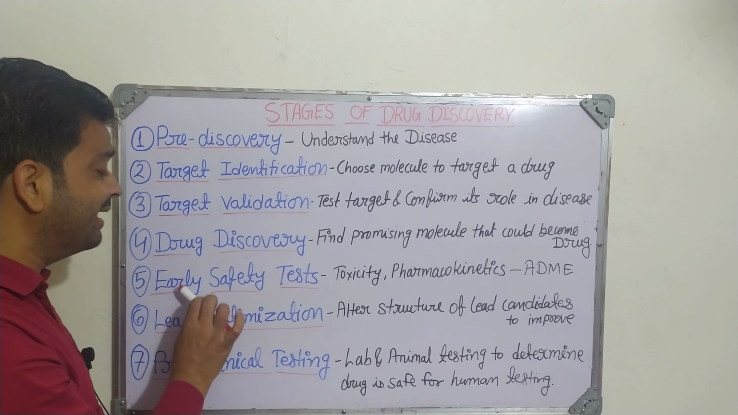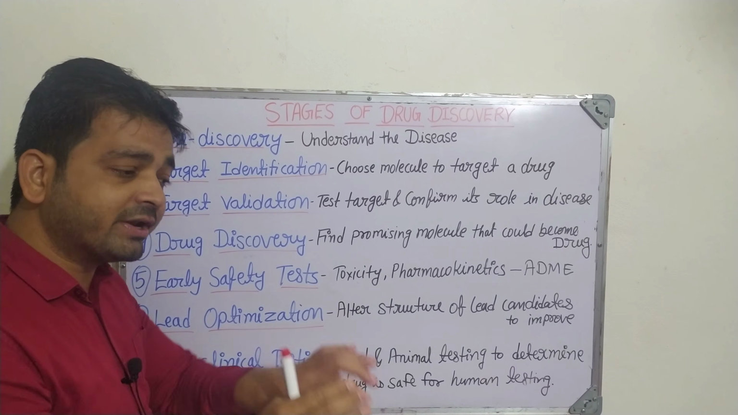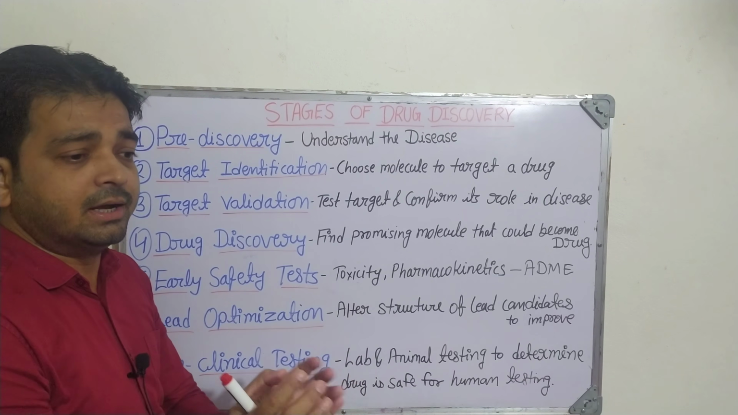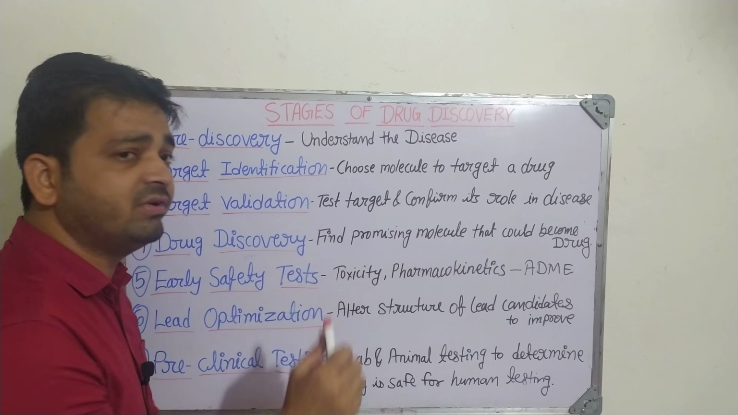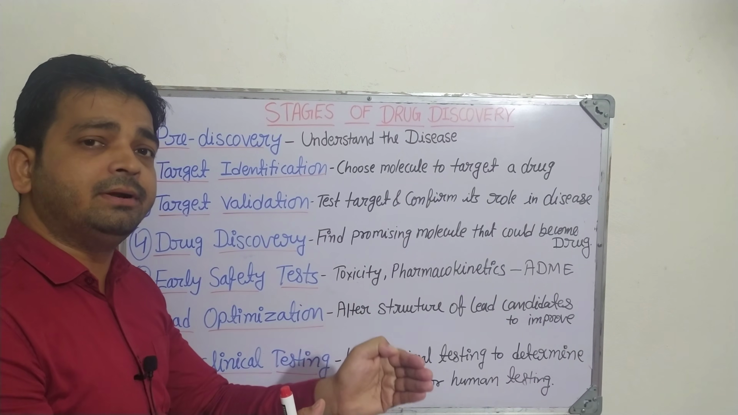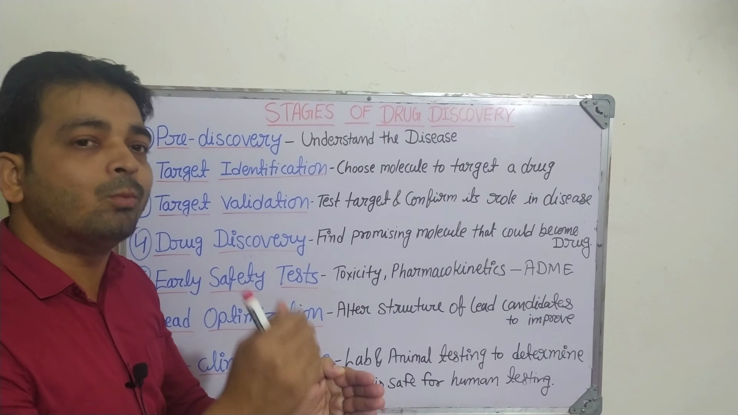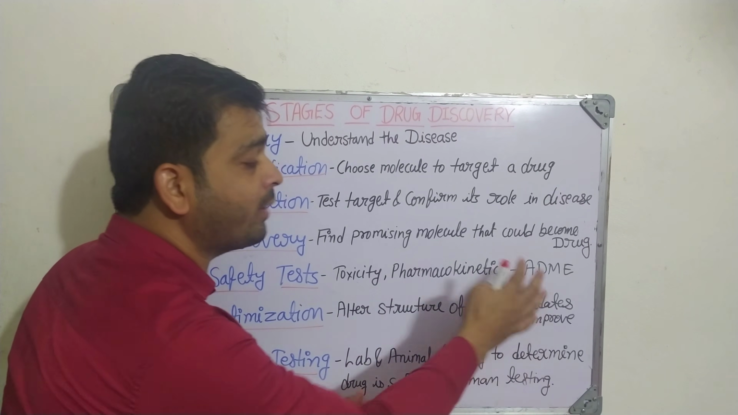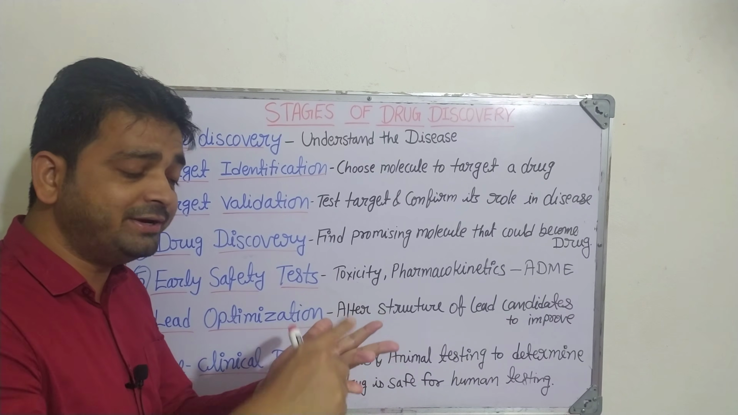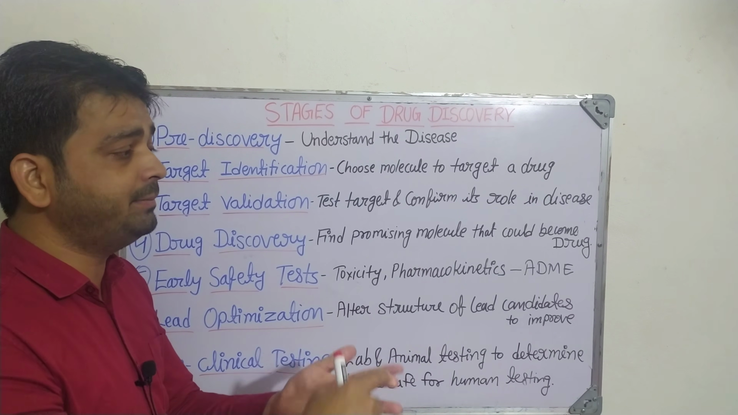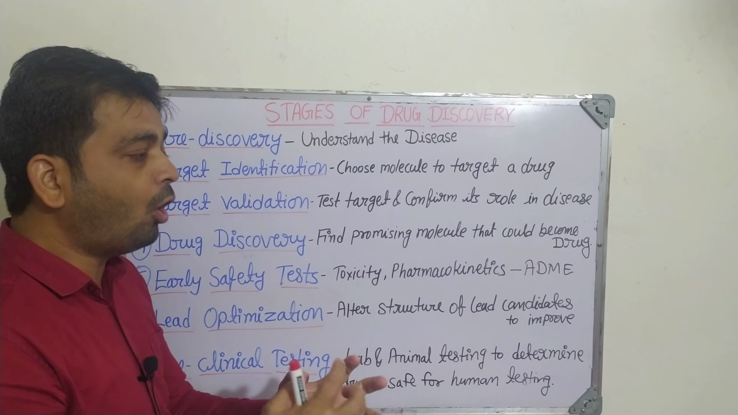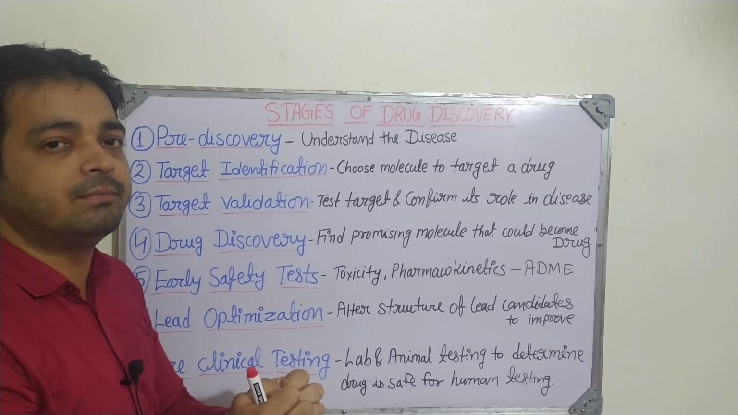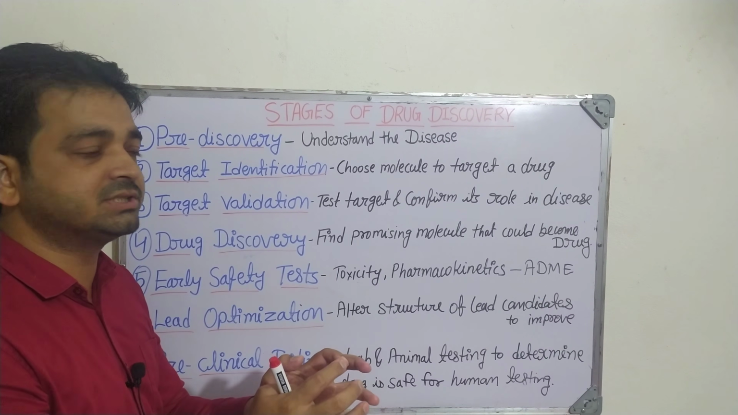The fifth one, early safety test. Now forget about the activity, now we have to think about the safety parameters. First of all, toxicity is very important. It is giving activity as an anti-diabetic, but at the same time, whether it is giving any toxic effect. What are the pharmacokinetic parameters, how it is absorbed, how it is distributed, what is the metabolism, how it is excreted from the body? All those data we need here, so that we can confirm that this is at least safe.